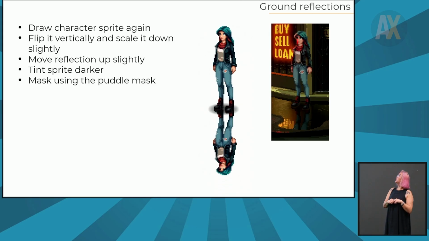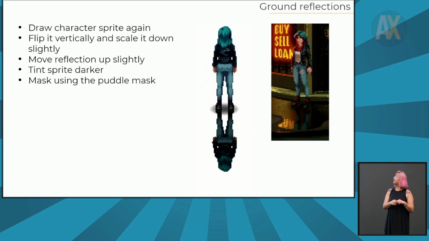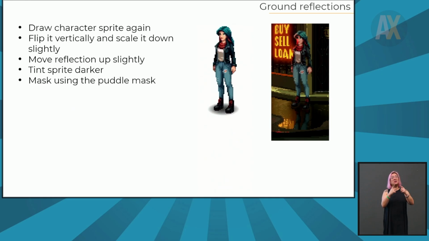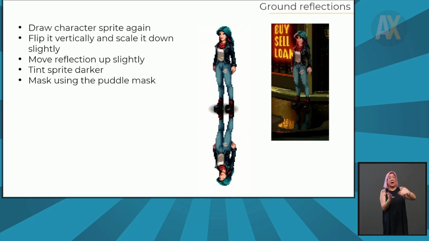But that's about it. And we also want to tint the character sprite a little bit darker as well, unless you want a perfect mirror reflection. Similarly to footstep ripples, we also want to mask out the reflection as well. And again, we can just reuse the puddle mask we had from before to make sure that the reflection is only drawn inside the puddle.